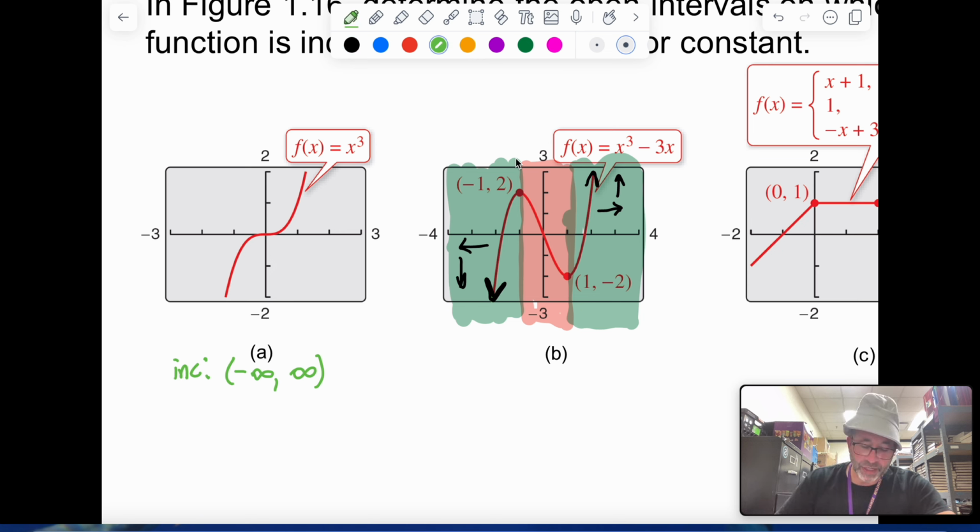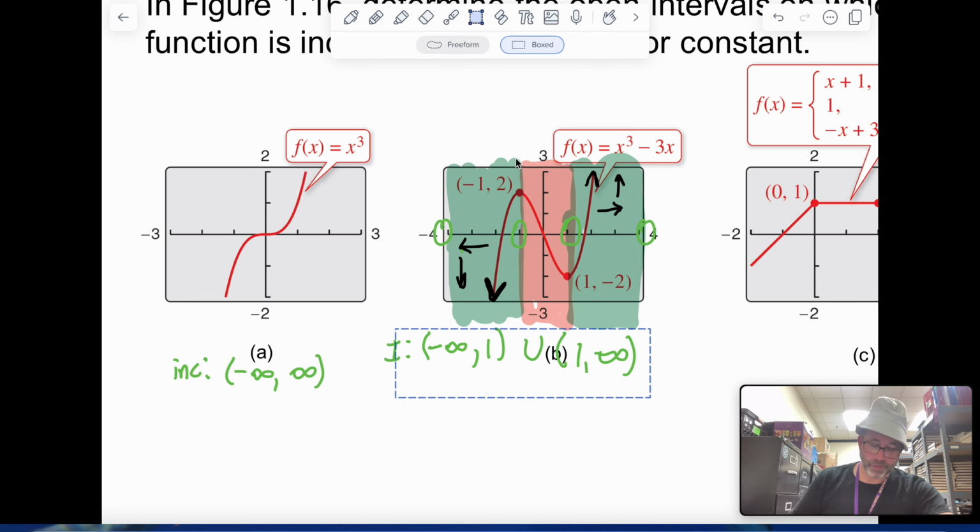So for this first area here, it goes to the left forever. And then right here at that point in the middle, it stops increasing, and that's when x is equal to 1. And then the next area where it's going to be increasing is from 1 to infinity. So it picks up right here at 1, and it goes to the right forever.